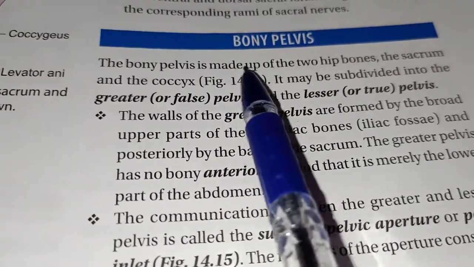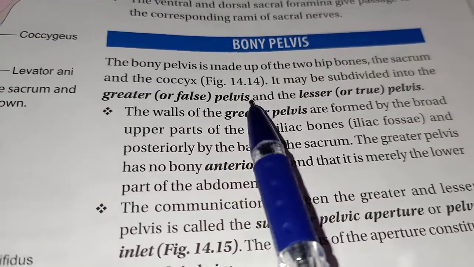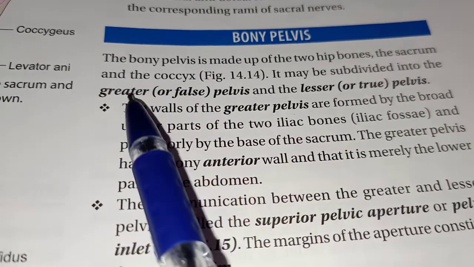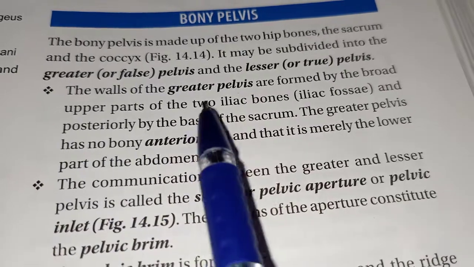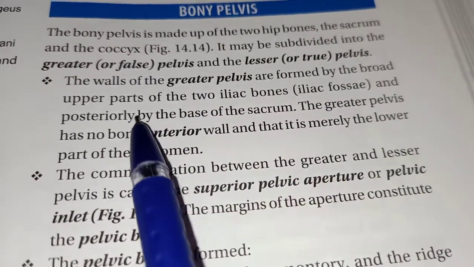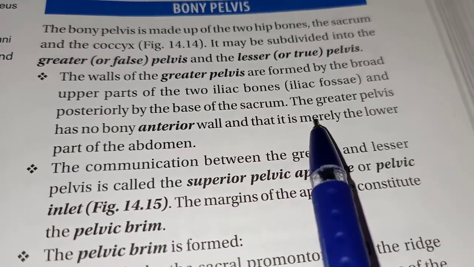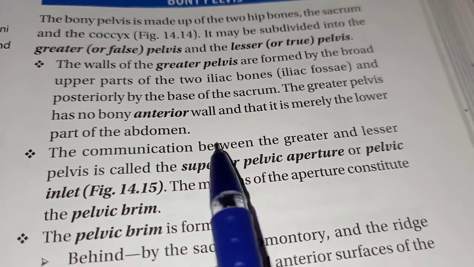So till now I have explained the bony pelvis. It is formed with the help of the hip bones, the sacrum and the coccyx. It is divided into true pelvis, that is lesser pelvis, and false pelvis, that is greater pelvis. The greater pelvis, posteriorly it is the upper part of two iliac bones, that is the iliac fossae, and posteriorly by the base of the sacrum. But the greater pelvis has no bony anterior wall and it is merely the lower part of the abdomen.